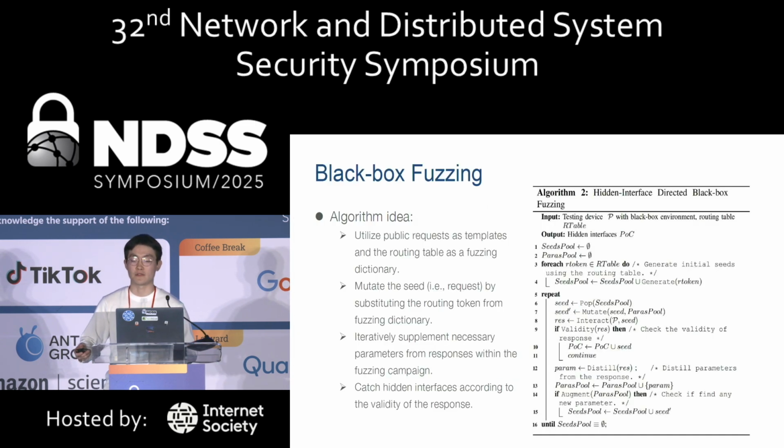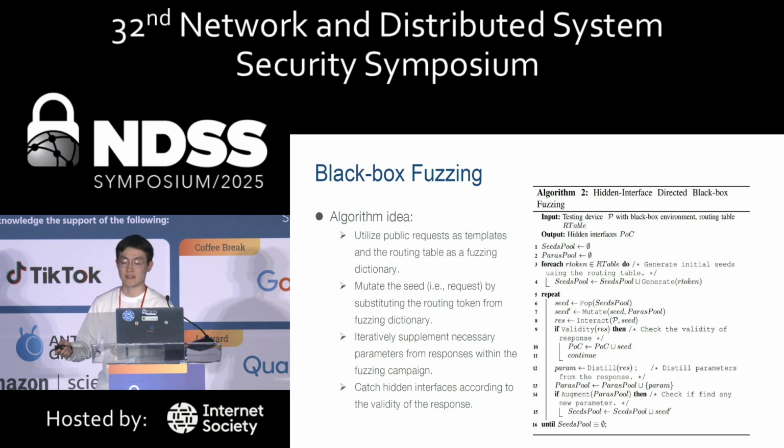They use public requests as templates and the routing table as a fuzzing directory to generate high-quality seeds for EAGLEYE to explore different interfaces. During fuzzing, they collect parameters from responses to create new requests.